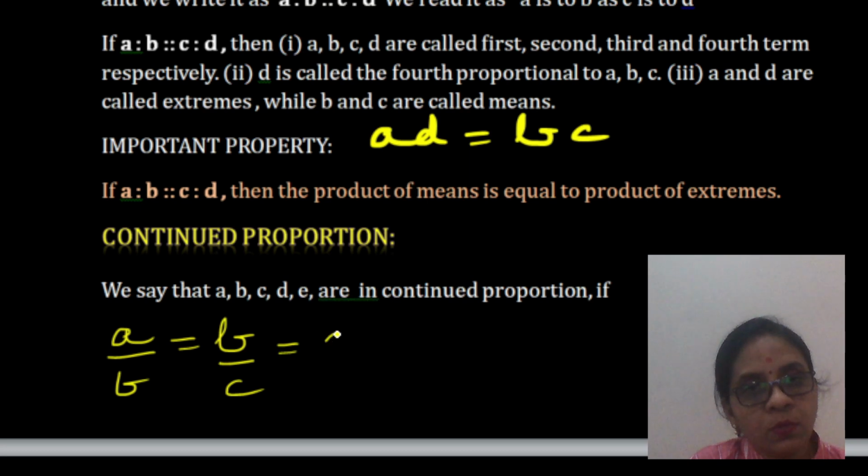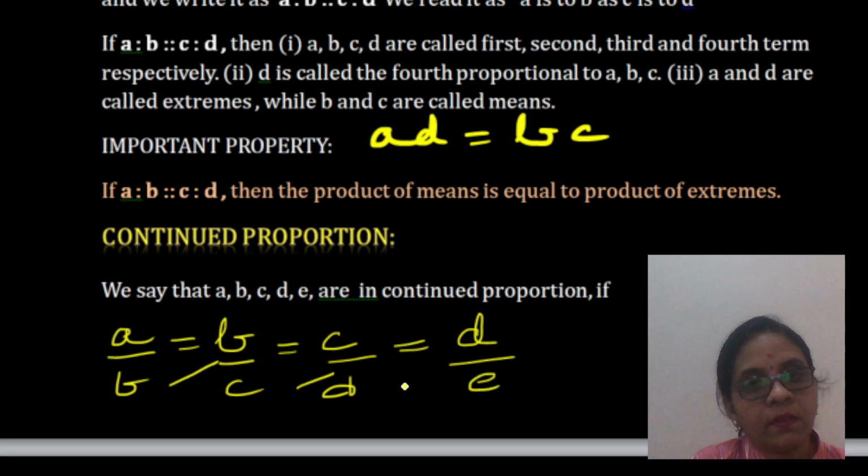A by B is equal to C by D, there is a continuity, is equal to D by E. If there is a continuity, then the terms are said to be in continued proportion. Okay. So, if A by B is equal to B by C, then what do we write? We write that A, B, C are in continued proportion. If only A, B, C, D are in continued proportion, then you need not write this.